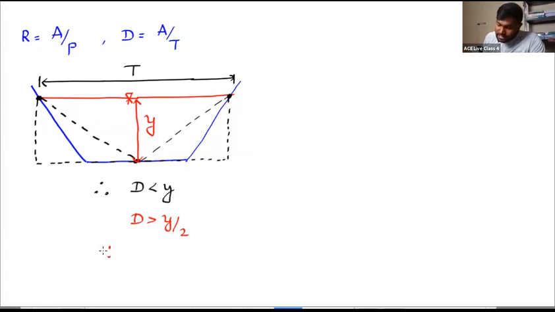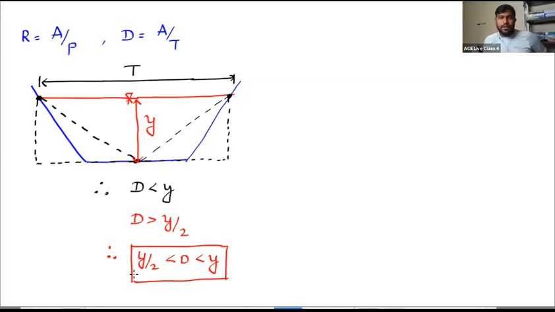So what is the range? The range is going to be Y by 2 less than D less than Y. So this is the range of the hydraulic depth in the case of the trapezoidal. Or you can go for any other section also.